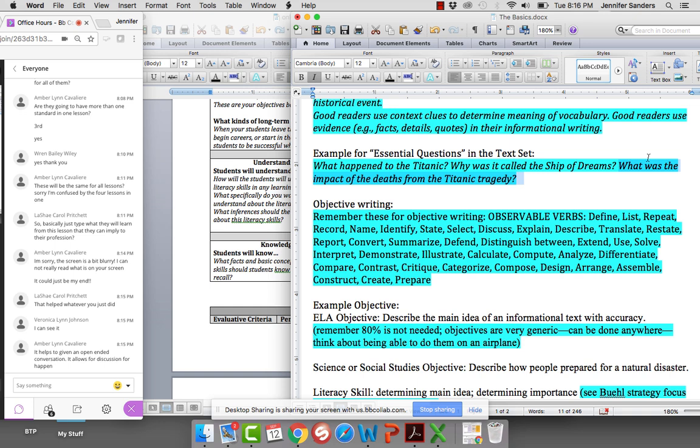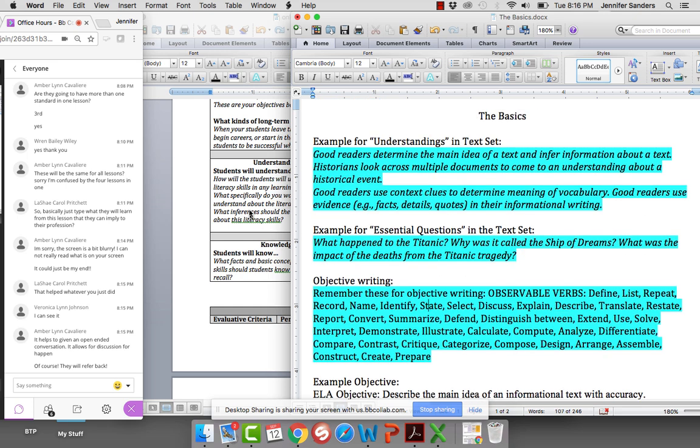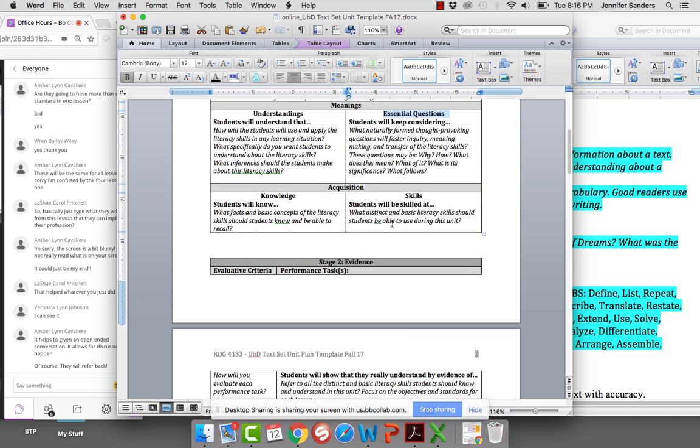Good, Amber. That's right. It allows for discussion. It's more open-ended. And are they going to have to cite evidence when they begin building this type of discussion? They're going to have to cite evidence. They're going to have to give inferences. And they're going to refer back. So this now becomes more of a correct answer question to more of an argument type question. Okay. So that should help you with essential questions and understandings. Now here, knowledge and skills.